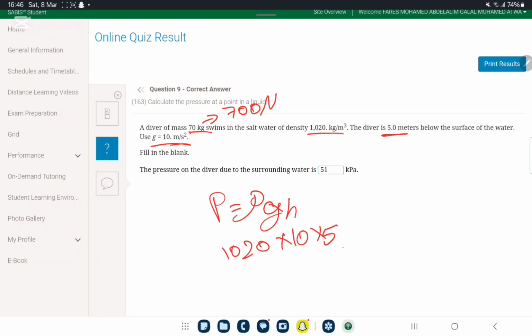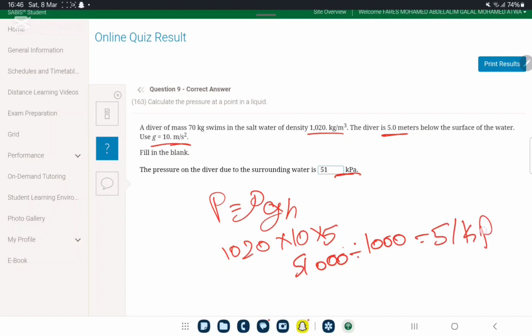H is 5. Here in this question, you don't even need the weight or the mass or whatever. You don't need it. So just act like it's not there. They put it there to confuse you. So 1020 times 10 times 5. You get 51,000. And they want kilopascals, so you divide by 1000. And it's 51 kilopascals.